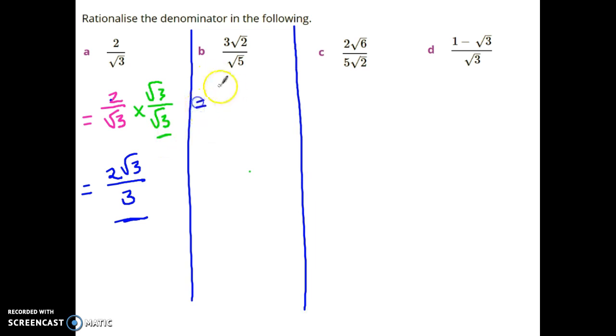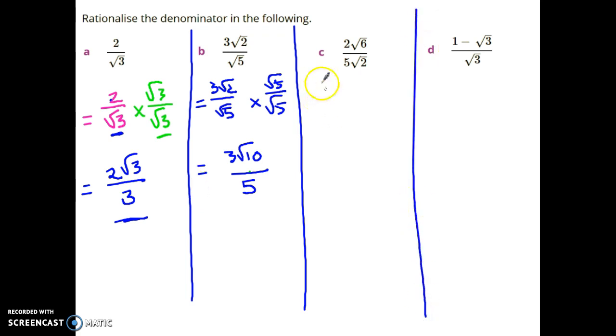Let's have a go at part B. So I have 3 root 2 over root 5. I don't want root 5 in the denominator, so I'm going to multiply it by root 5 over root 5, which, as you know, is 1. But what's going to happen is I'm going to end up with root 5 times root 5, which is just 5 in the bottom. Then I'm going to end up with 3 root 10 in the numerator. Rational denominator. Notice that each time I'm just choosing whatever surd I have in the bottom. That's what I use to make up my 1 here.